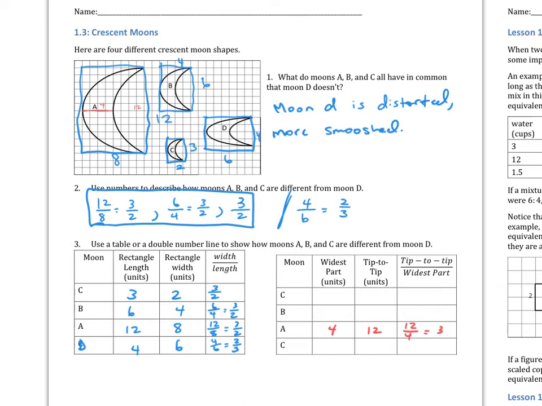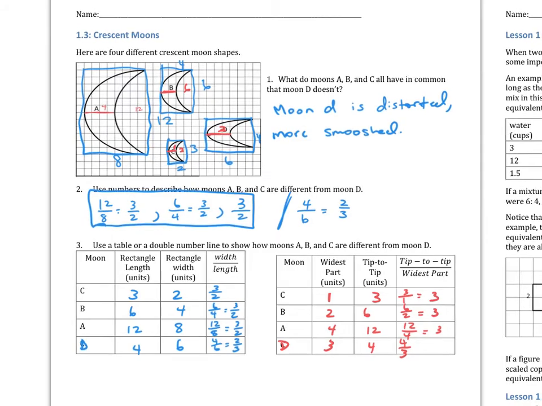So for B, my widest part is 2, and my tip to tip is 6, so I have 2 to 6. 6 divided by 2, well, that's 3. For C, my widest part is 1. My tip to tip is 3. So 3 over 1 is equal to 3. And then finally for D, my widest part is 3, but my tip to tip is 4. So widest part 3 to 4. So when I write that, I write it as 4/3. Not the same as 3, right? 4/3 is not equivalent.